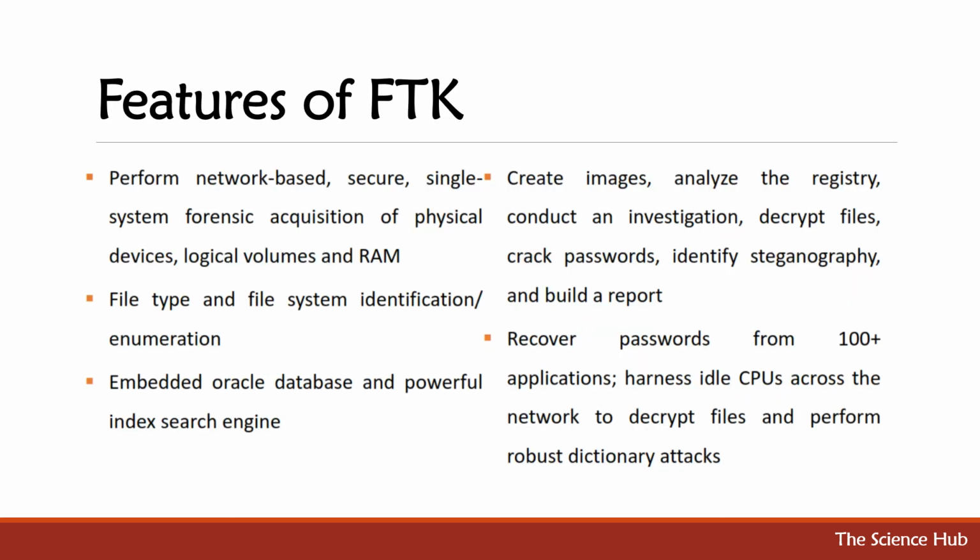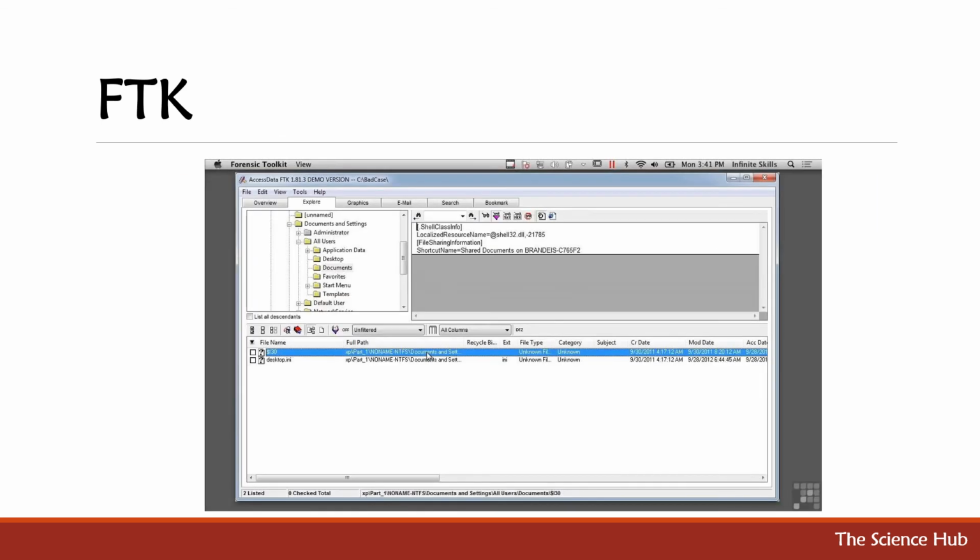Features of FTK: perform network-based secure single system forensic acquisition of physical devices, logical volumes and RAM. File type and file system identification and enumeration. Embedded Oracle database and powerful index search engine. Create images, analyze the registry, conduct an investigation, decrypt files, crack passwords, identify steganography, and build a report. Recover passwords from 100-plus applications, harness idle CPUs across the network to decrypt files and perform robust dictionary attacks. Representative image is describing the working of FTK.